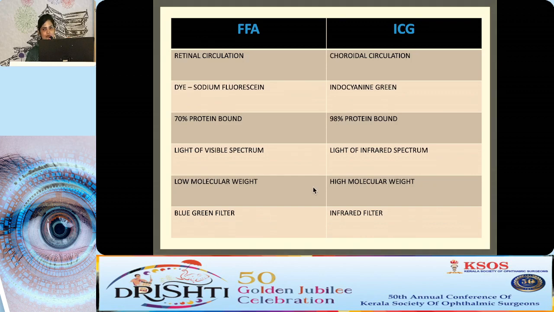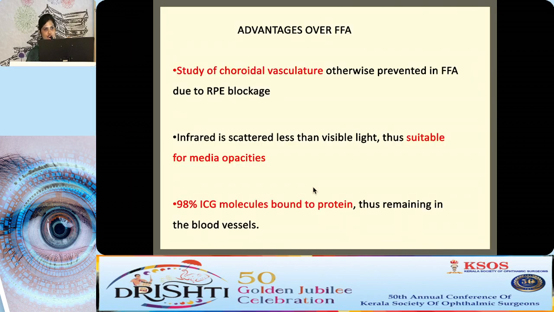What is the basic difference between FFA and ICG? FFA is mainly for the retinal circulation, whereas ICG is for the choroidal circulation. Sodium fluorescein is used in FFA, which is 70% protein bound, and visible light spectrum, low molecular weight, and blue-green filter are used. For ICG, for choroidal circulation, indocyanine green is used, which is 98% protein bound, infrared spectrum light, high molecular weight, and infrared filter are used.